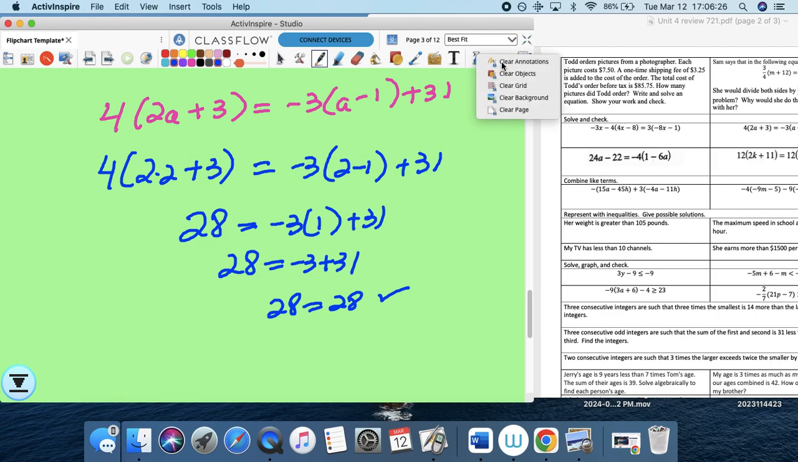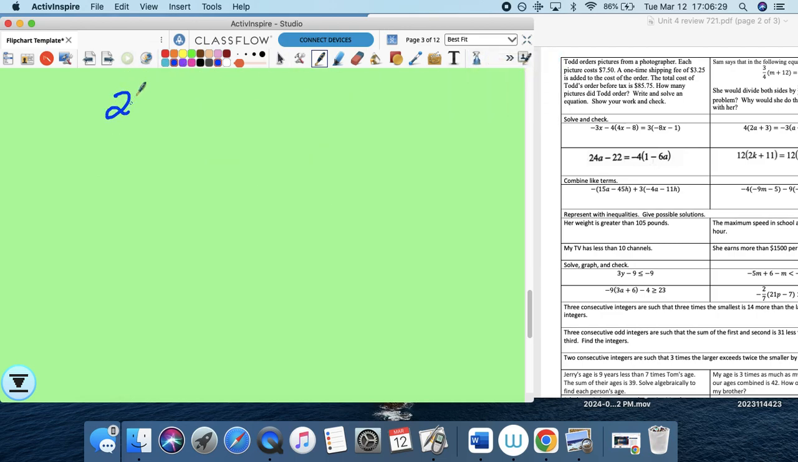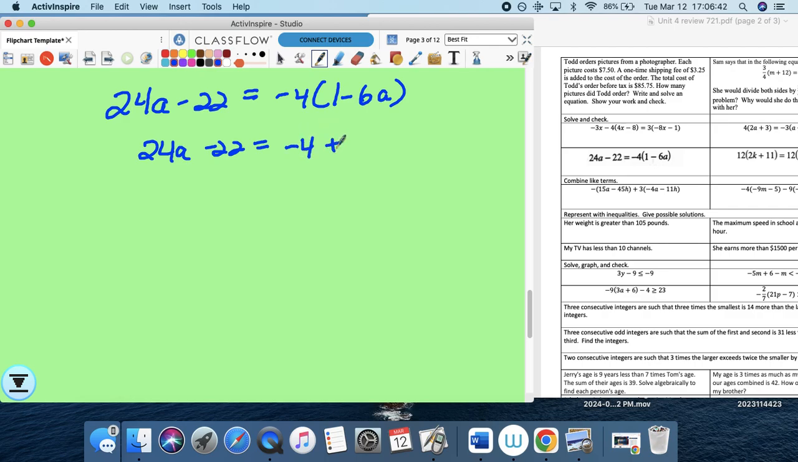All right, so that's that. And then these two, okay, so this one we'll talk about a little bit. -4 times (1 minus 6a), so let's do the distributive property. 24a minus 22 equals -4 plus 24a. Right, so notice, you should ask yourself, or notice that it's almost the same expression on the left side and the right side. Let me just rewrite this. So 24a minus 22. On the right side, it's 24a minus 4.